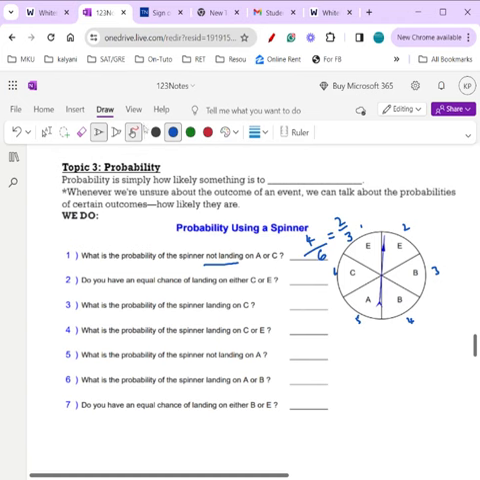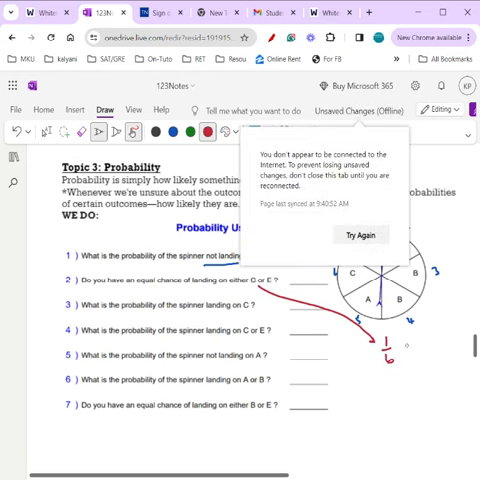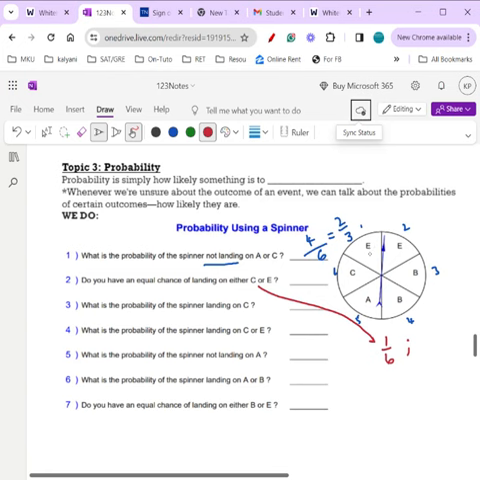Okay, let's look at the next one. I'll change the color. Do you have an equal chance of landing on either C or E? Let's check the possibility of landing on C. C is only 1 out of 6, right? But when it comes to E, how many E's are there? There are 2 of them, right? 1, 2. So 2 out of 6. And are 1 out of 6 and 2 out of 6 the same? I don't think so. So do they have an equal chance of landing? No. Like that, you've got to figure out this one. Good. All right, keep going on.